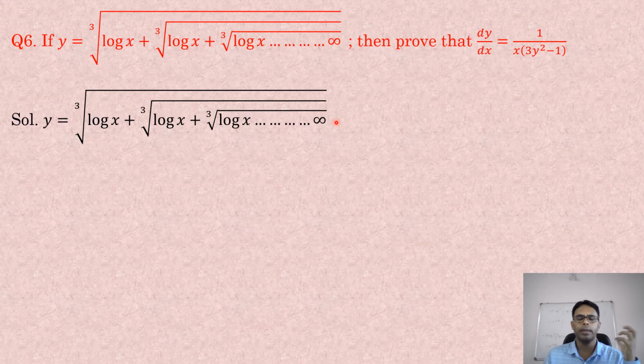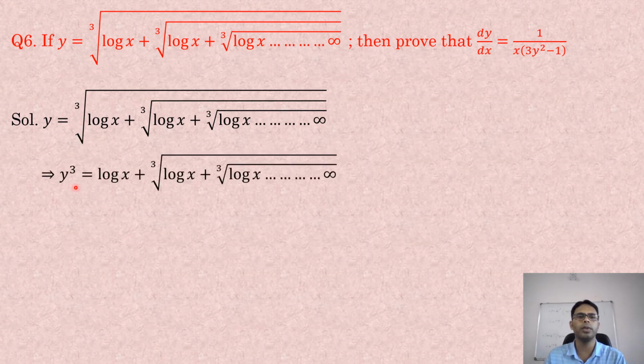As we have done in a problem earlier, in the second slide, we have done this type of problem. So here also, first of all, you try to free this log x from the cube root sign. So to remove this cube root, we are to take the whole cube on both sides, so that this cube root will be removed. So y³ will be equal to log x remaining there, and the other terms will be as they are.